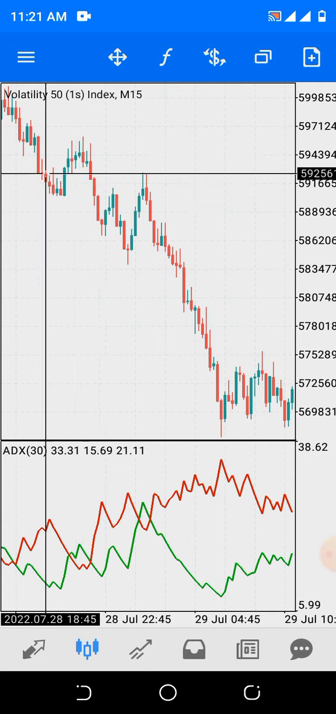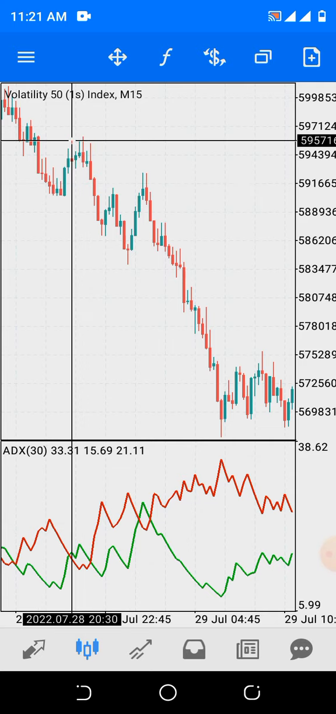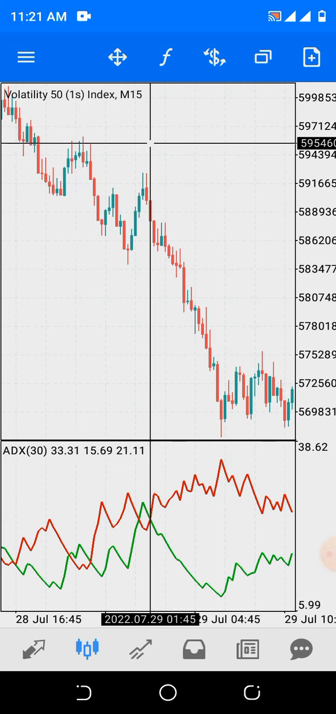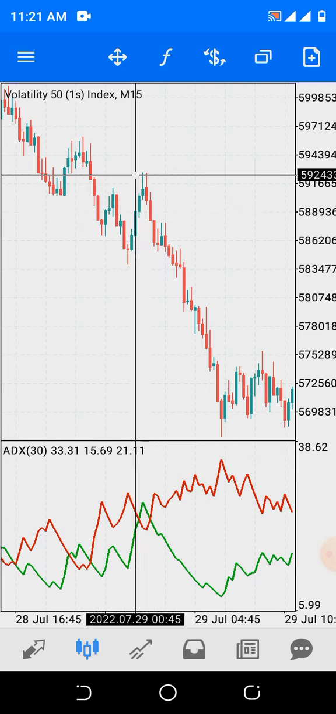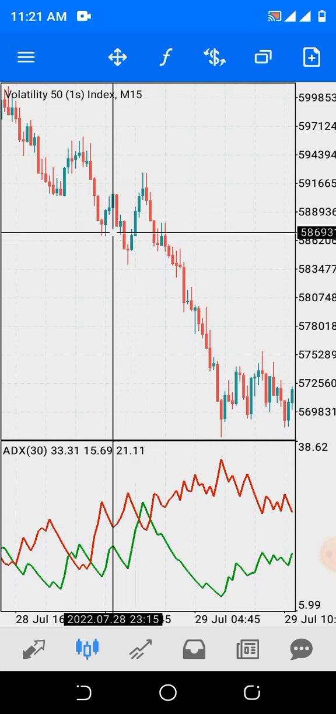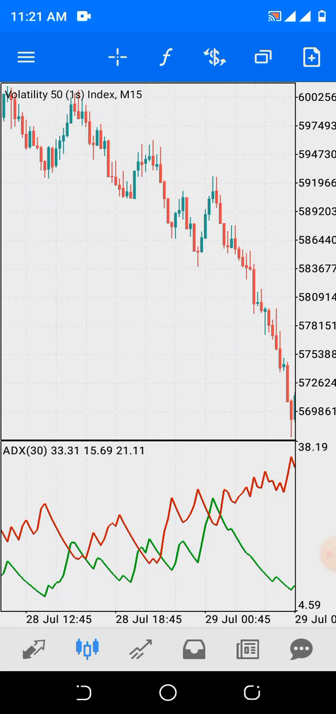So look here now, look here. This is where you need to make your entry here. Look at it. We have succeeded avoiding this retracement here, this particular retracement. So this strategy is meant for small account holder. If you are trading with $50, $100, $200, make use of this.